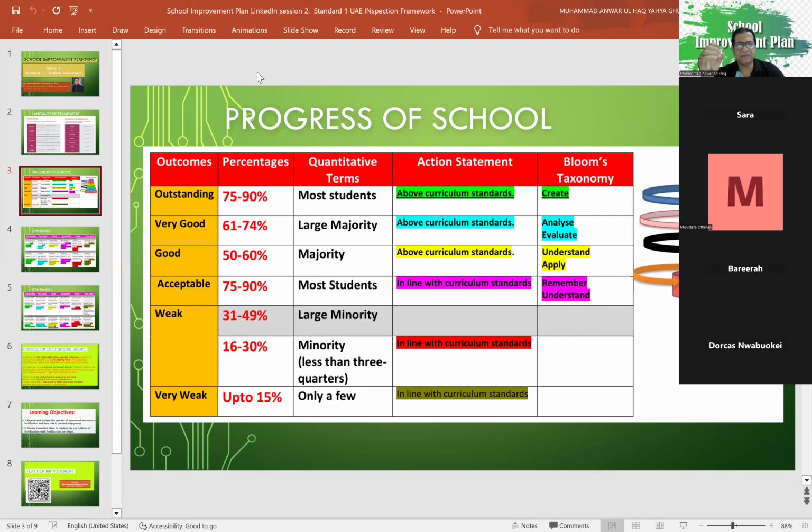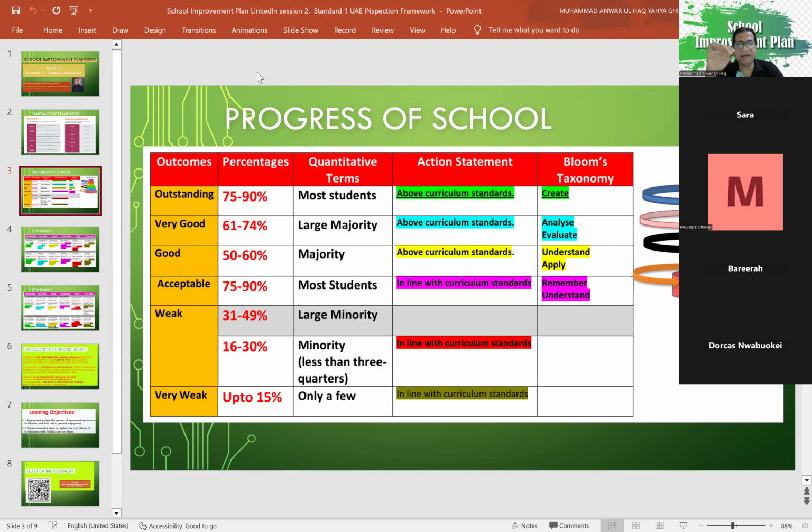Similarly, if a school has a very good rating, what does it mean? 61 to 74% means a large majority of the students are performing above the curriculum standards. So we must remember these two things: how to give sentences and how to phrase your school.